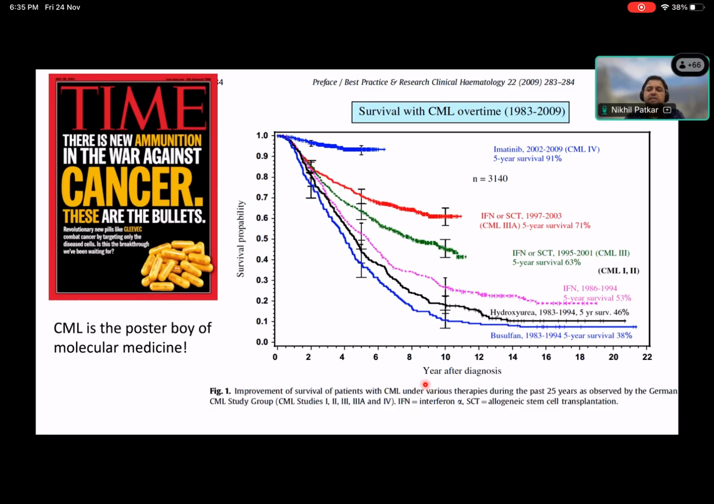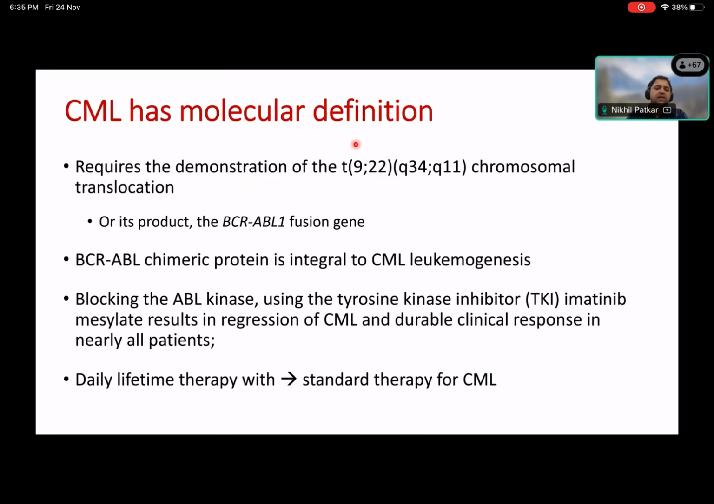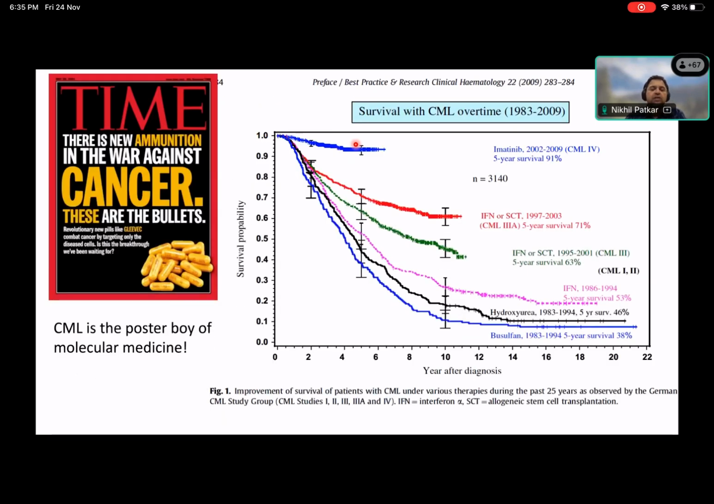You can see that in the early 60s or early 80s, you had single digit long-term survival for CML, which was improved by bone marrow transplantation as well as other techniques. But it was actually the introduction of a chemotherapy-free drug, imatinib mesylate, which would transform the treatment of CML, because you now had a single abnormality which could be targeted by a specific inhibitor.